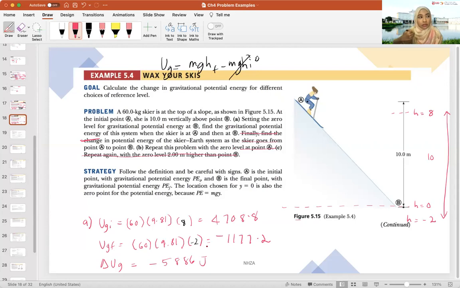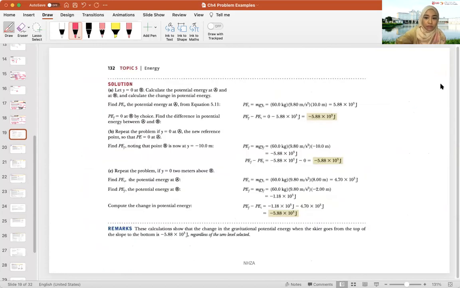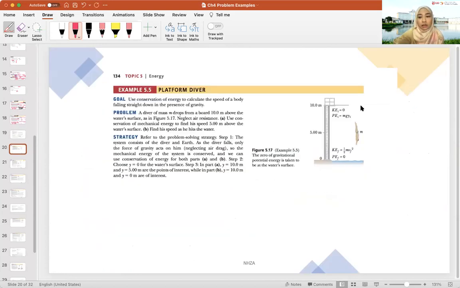So here they proven to you no matter what the H is, asalkan initial dengan final point dia perbezaan dia sama. Initial dengan final perbezaan dia sama 10. Setiap masa 10. Maka relative energy UG juga adalah sama. Okay. Jawapan dia tetap sama. Okay. So semua sama. Yeay. Itu saja. Okay, next. Platform diver.